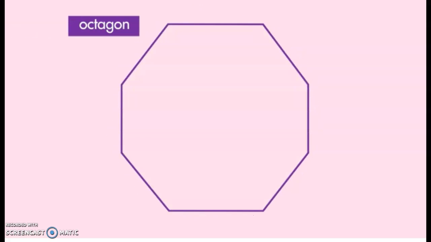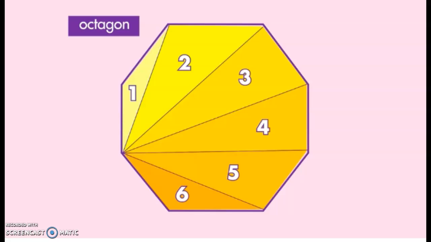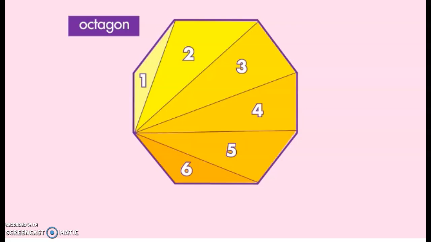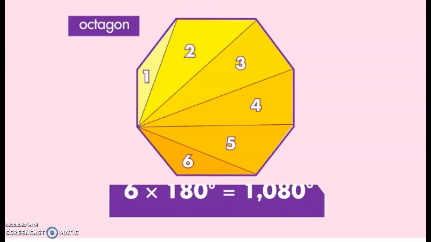Pick a vertex and draw diagonals from it to the other vertices. Then count the number of triangles formed. There were 6 triangles. We know that the angles in each triangle add up to 180 degrees. Since you made 6 triangles, multiply 6 times 180 to find the sum of the interior angles in an octagon. The sum of interior angles in an octagon is 1080 degrees.